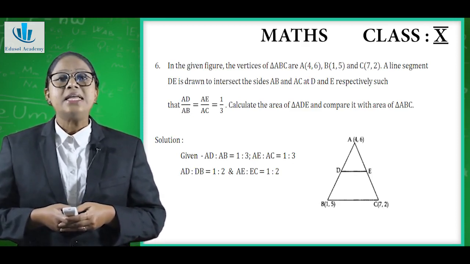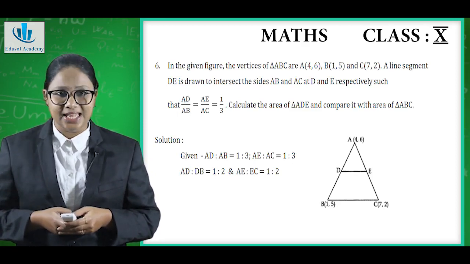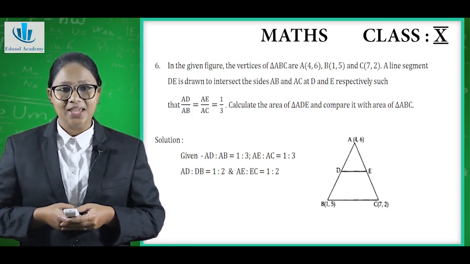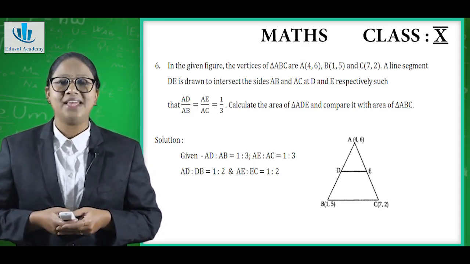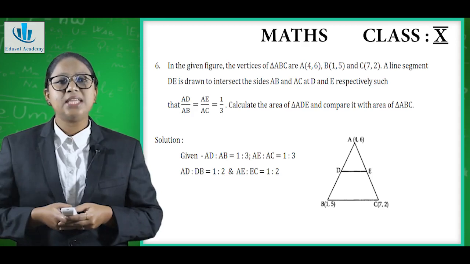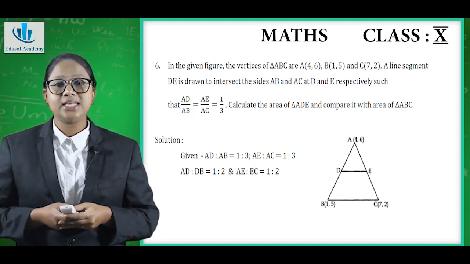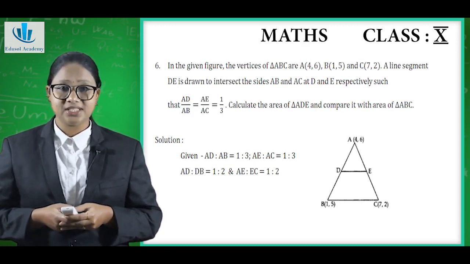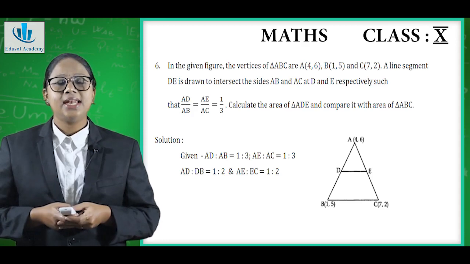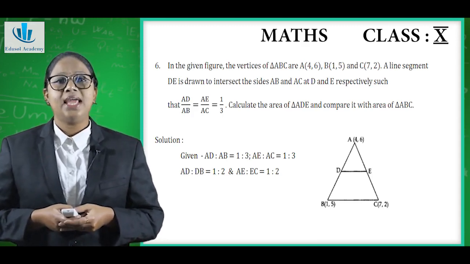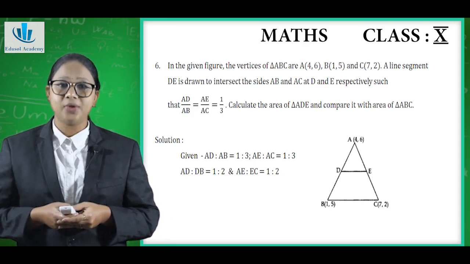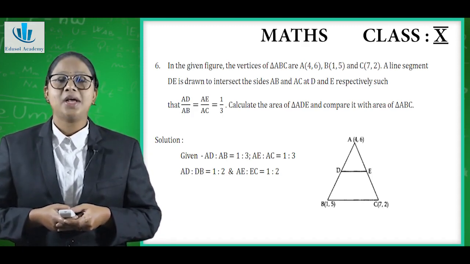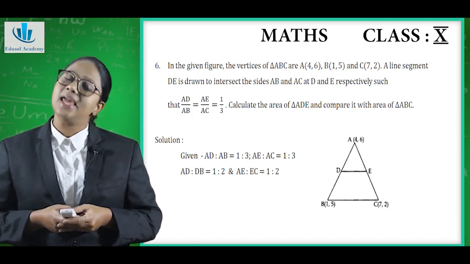In the given figure, the vertices of triangle ABC are A(4, 6), B(1, 5) and C(7, 2). A line segment DE is drawn to intersect the sides AB and AC at D and E respectively, such that AD/AB = AE/AC = 1/3. Calculate the area of triangle ADE and compare it with the area of triangle ABC.